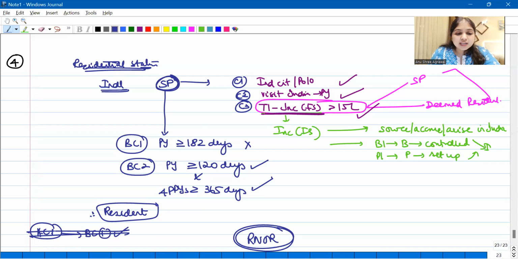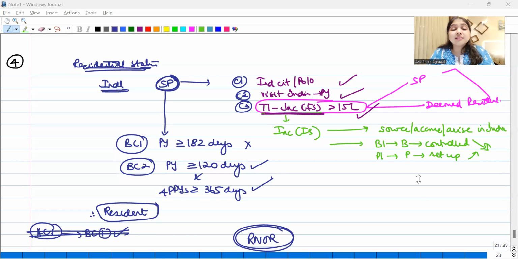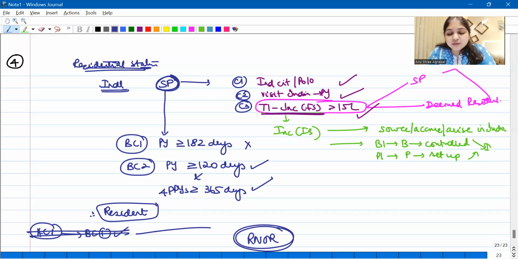Okay, so additional condition 1 is that basic condition 1 should be fulfilled. Additional condition 2 is that 7 preceding previous years assessee must have stayed in India for how many days? 7 preceding previous years, at least 730 days. And last additional condition is that at least 2 out of 10 preceding previous years assessee must be a resident. Okay, so 3 conditions we have. All the 3 conditions should be fulfilled. Only then you can say ROR. So even if one condition is not fulfilled, I will conclude assessee as RNOR.